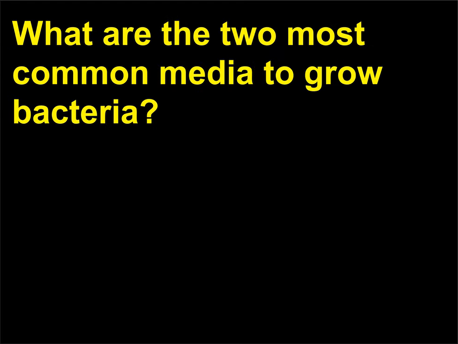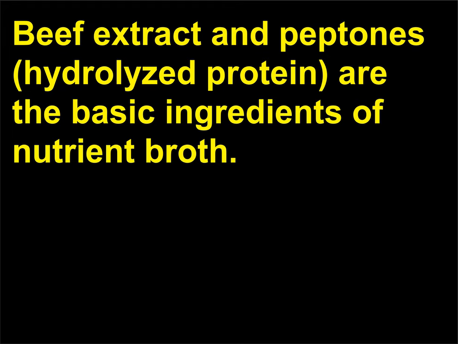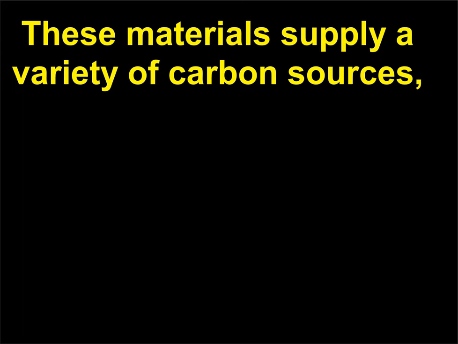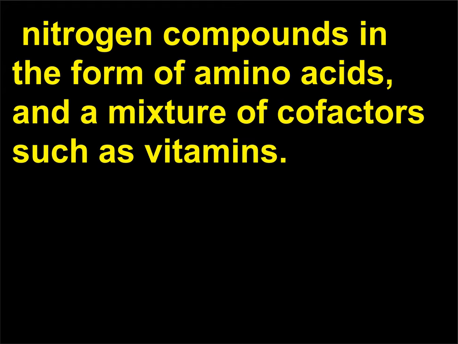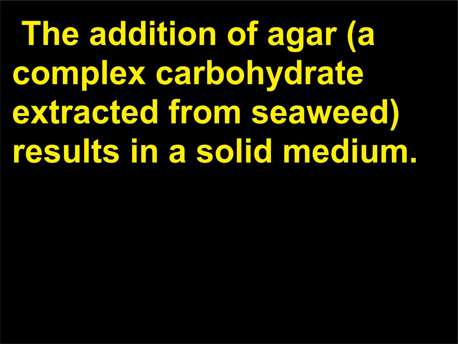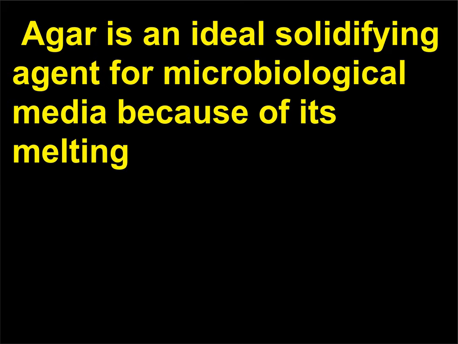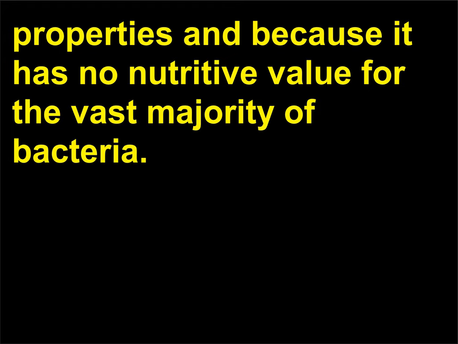What are the two most common media to grow bacteria? Beef extract and peptones, hydrolyzed protein, are the basic ingredients of nutrient broth. These materials supply a variety of carbon sources, nitrogen compounds in the form of amino acids, and a mixture of cofactors such as vitamins. The addition of agar, a complex carbohydrate extracted from seaweed, results in a solid medium. Agar is an ideal solidifying agent for microbiological media because of its melting properties and because it has no nutritive value for the vast majority of bacteria.